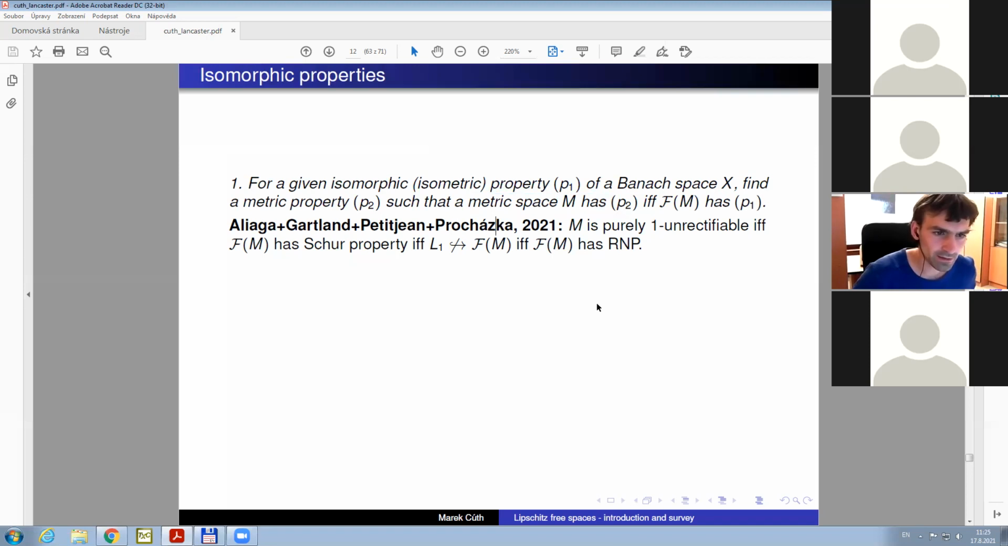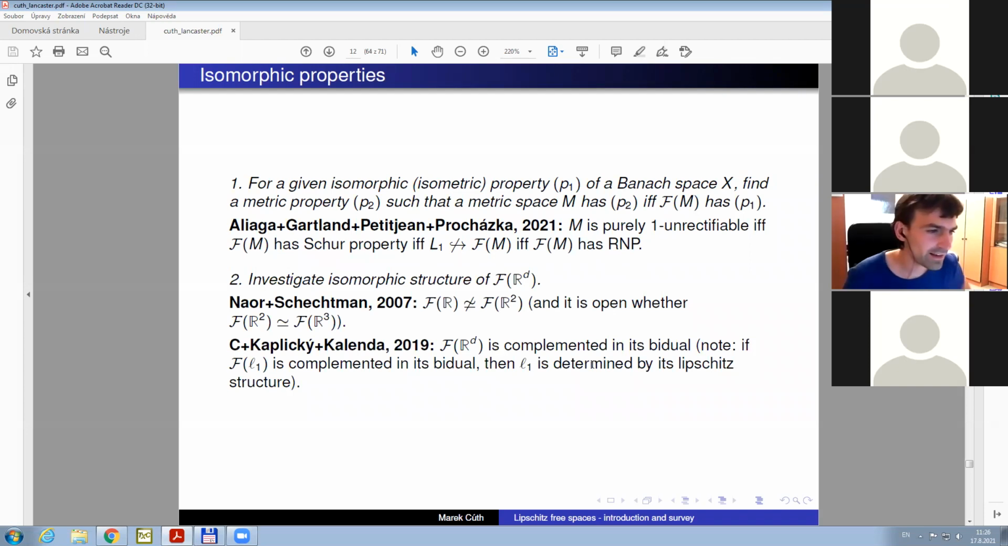So let me recall that purely 1-unrectifiable means that the interval does not bi-Lipschitz embed into it. Okay, so this is quite a nice result. A second direction of research might be to investigate the structure of Lipschitz-free spaces over R^d. In this direction, let me recall that the Lipschitz-free spaces over the real line and over the plane are not linearly isomorphic, and it is open whether we have a similar result for dimensions 2 and 3. So this probably shows that the structure of Lipschitz-free spaces is very poorly understood.